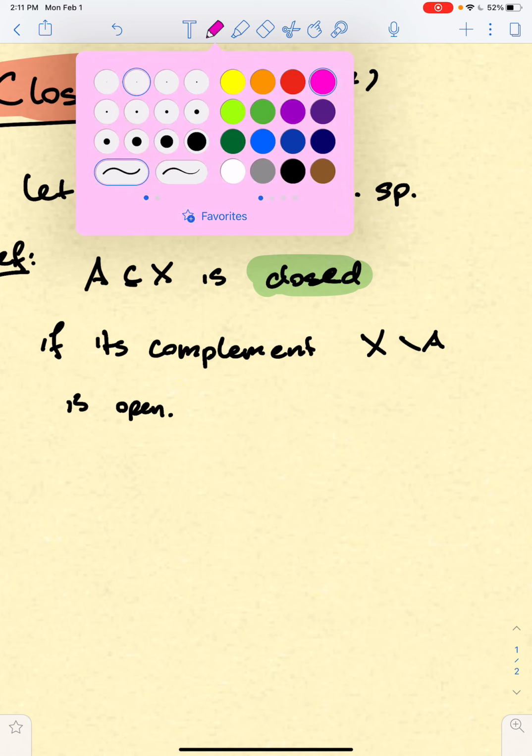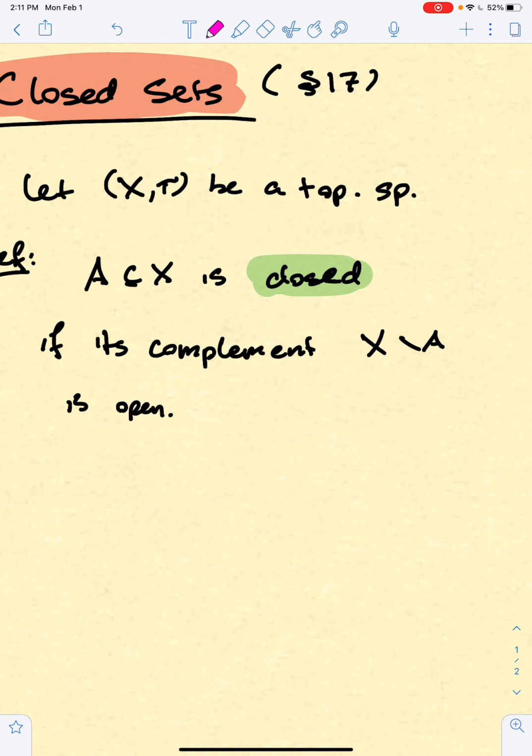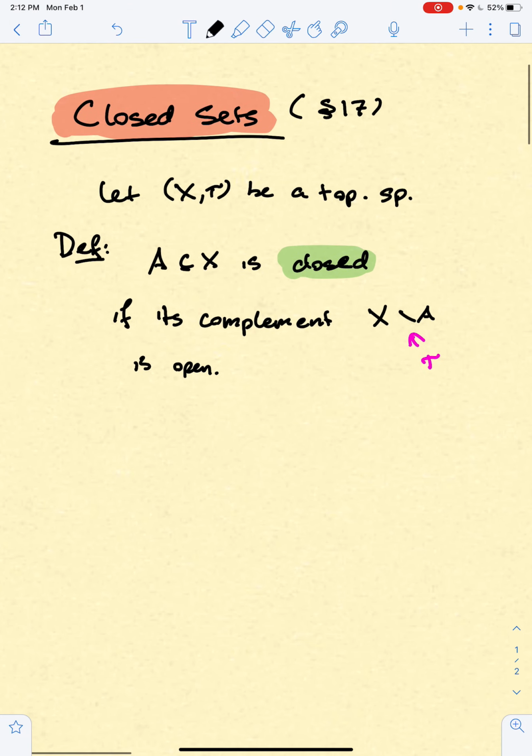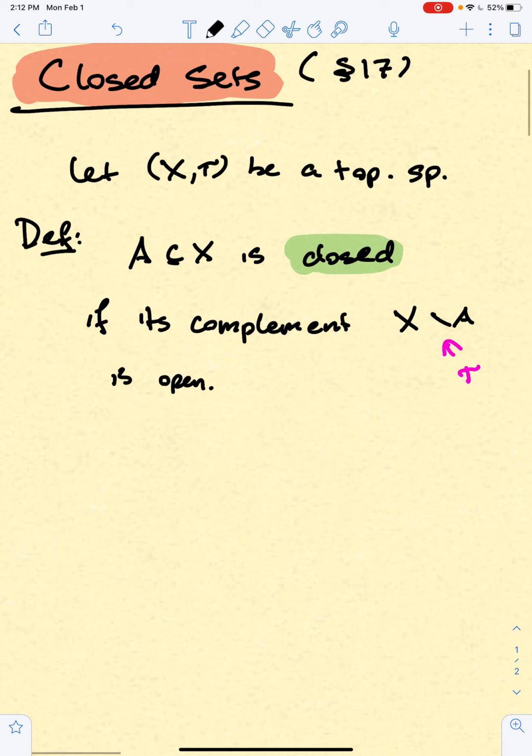That means X minus A is in tau. So you'll notice that being open or closed are not necessarily an either-or thing. You can have sets that are both open and closed.